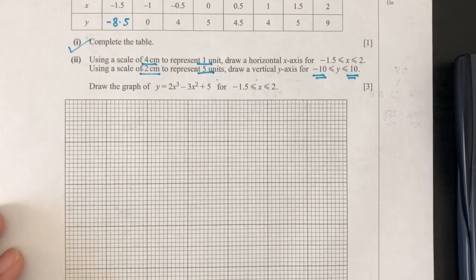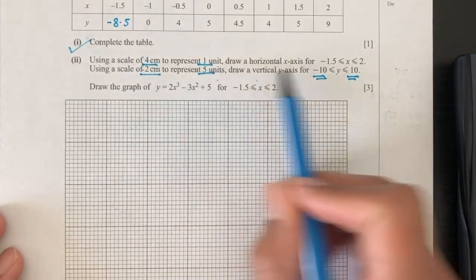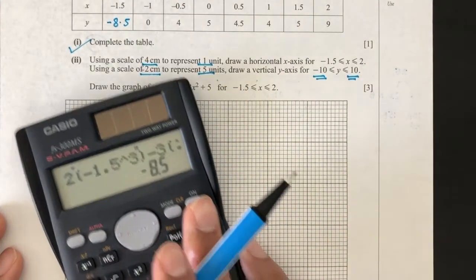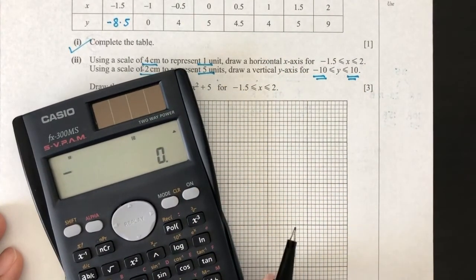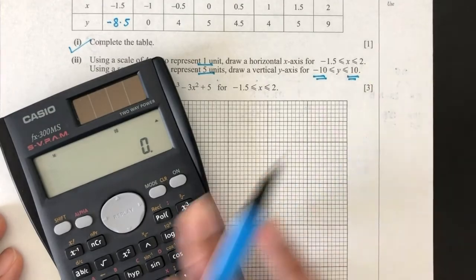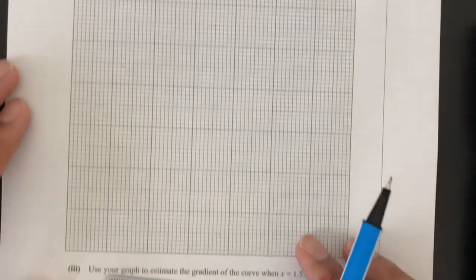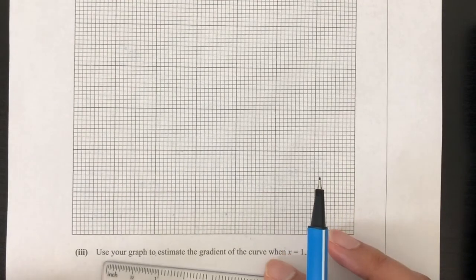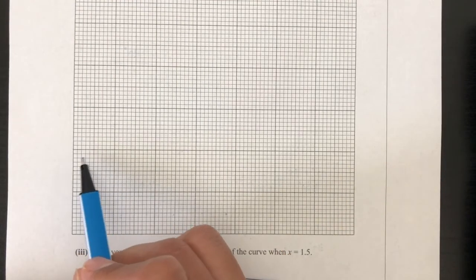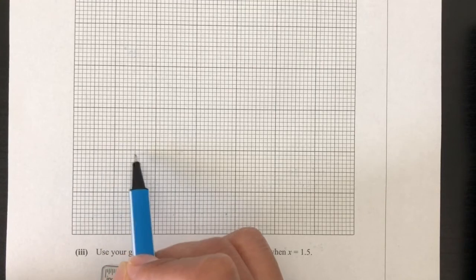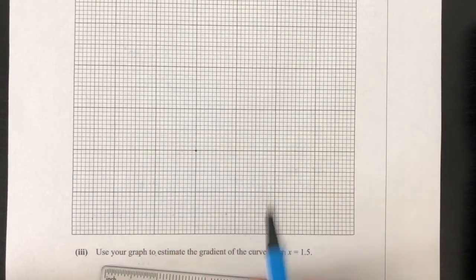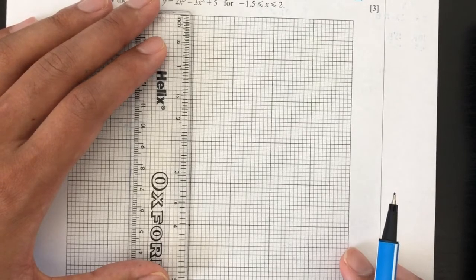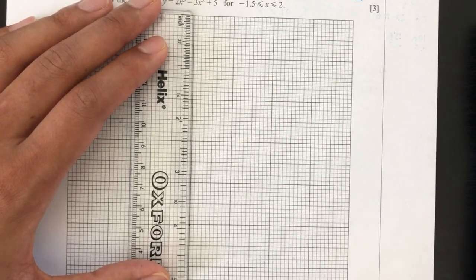So first horizontal will be from minus 1.5 to 2. So if 4 centimeters is 1 unit, what is 1.5? That will be 6 squares. So 6 squares will be the value for 1.5. So 1, 2, 3, 4, 5, 6. So on this line we can draw the vertical axis right here. So that will be our vertical axis.